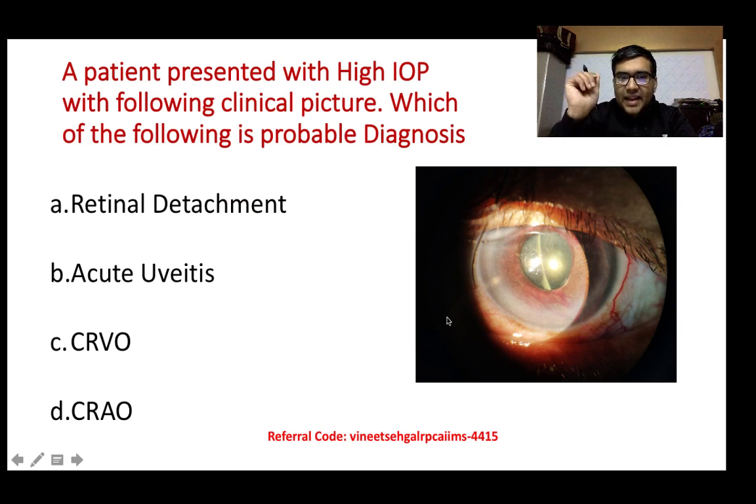The next question for you is: a patient presented with high intraocular pressure with the following clinical picture. If you can see in this clinical picture, this is a pseudophakia and some red blood vessels are seen over the iris. Which of the following is the most probable diagnosis according to you? Your options are retinal detachment, acute uveitis, CRVO or CRAO. I repeat, which of the following is the most probable diagnosis?